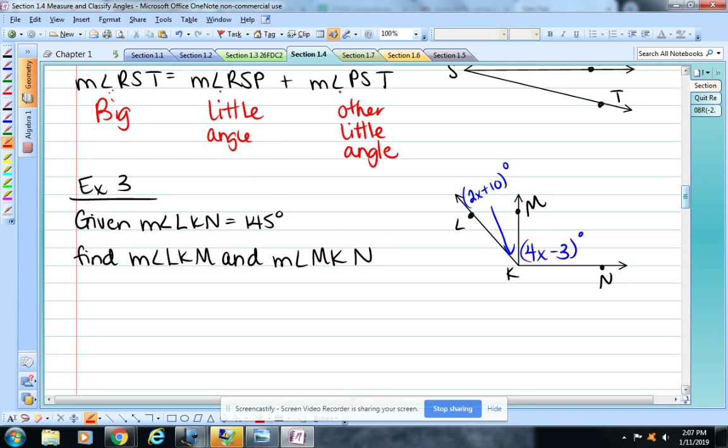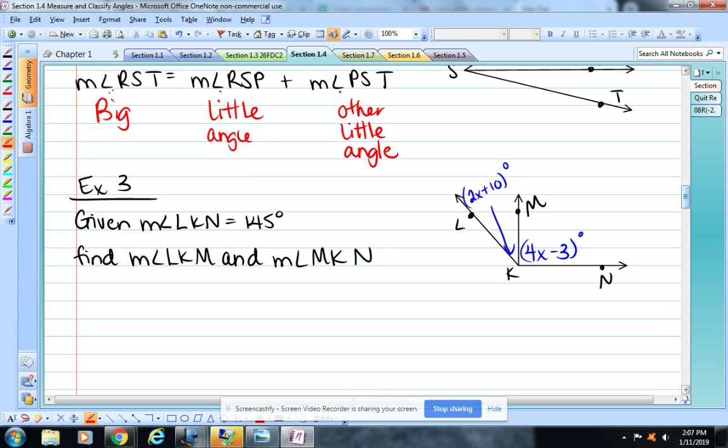Yeah, but did they tell me that? Yeah, they told me the measure of LKN, which is the big angle, and that's 145 degrees. Now, here's something we cannot do in geometry class. We cannot be too lazy to look at letters. It says, given the measure, that's what the M in front of the angle means. The measure of angle LKN.